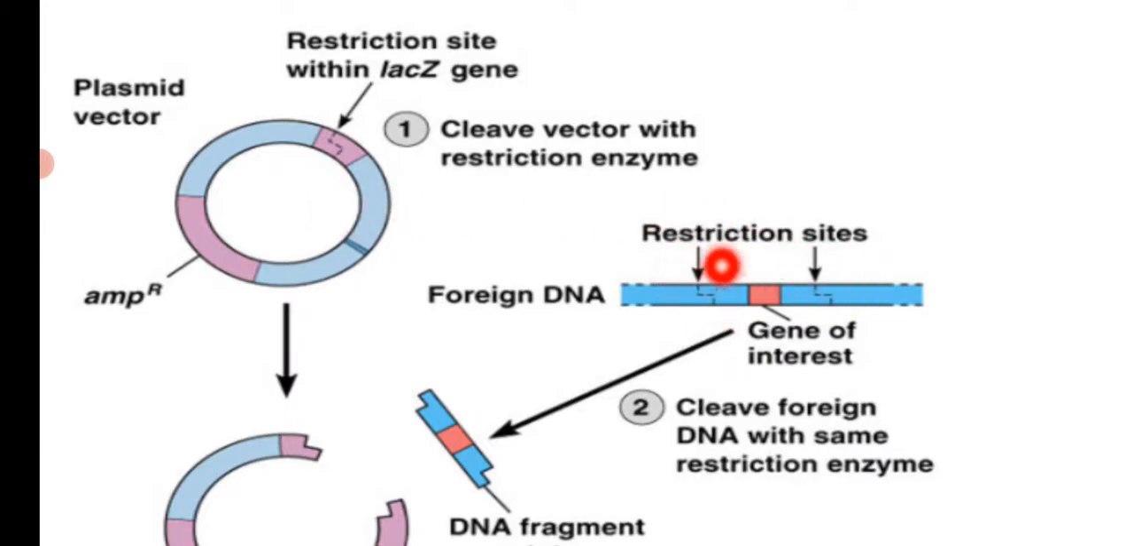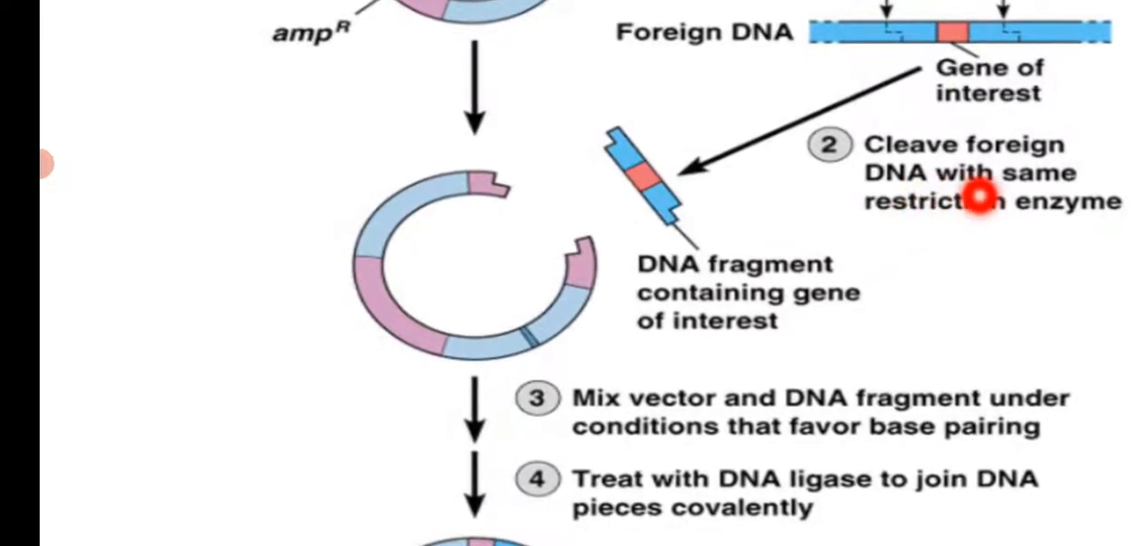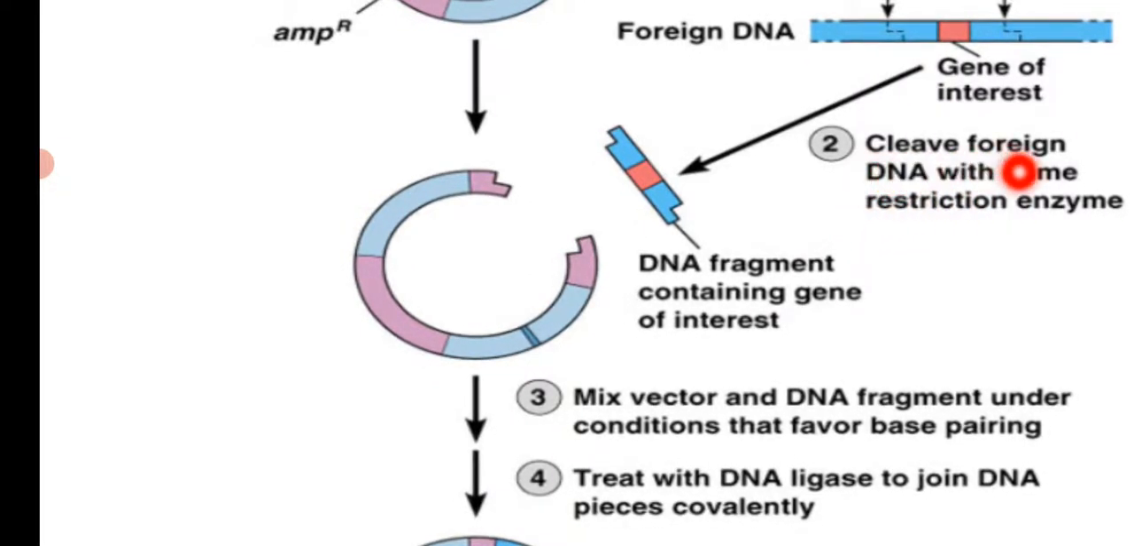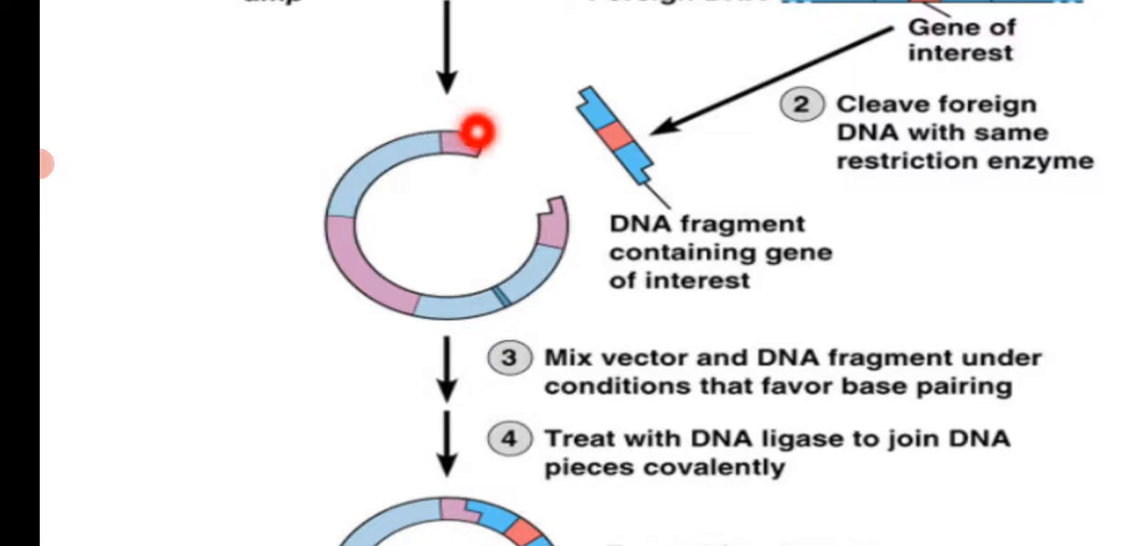So here there are restriction sites which the restriction enzyme recognizes and makes staggered cuts, or sticky cuts. This is the foreign DNA and this is our gene of interest. So cut the foreign DNA with the same restriction enzyme. See, you have cut it. This DNA fragment contains the gene of interest, and that is incorporated here. Mix vector and DNA fragment under conditions that favor base pairing. So you have to mix these both in test tubes or beakers, and there should be conditions that favor base pairing.